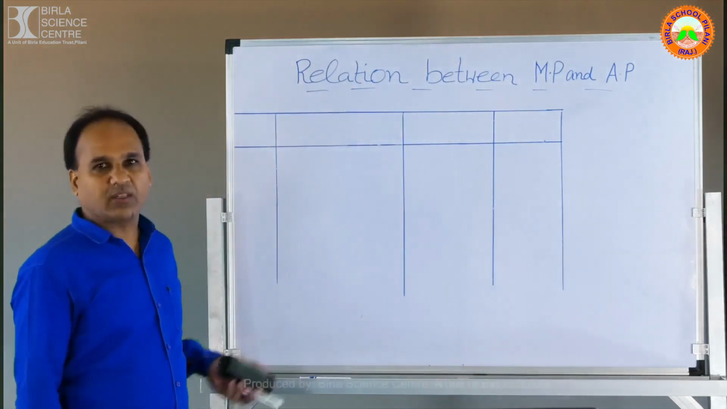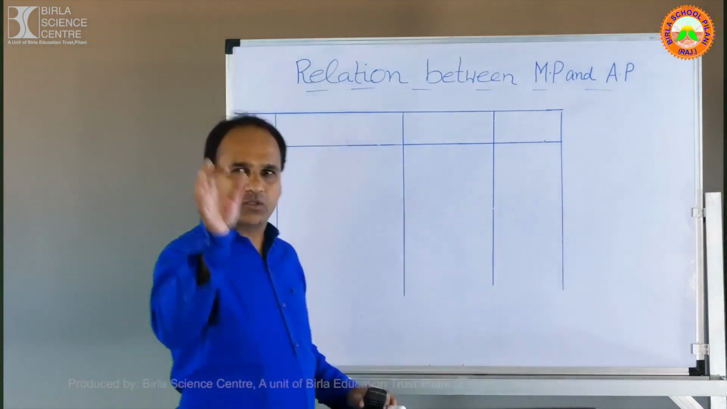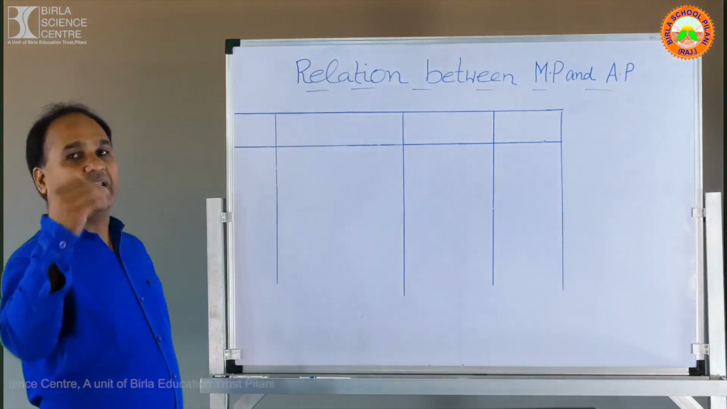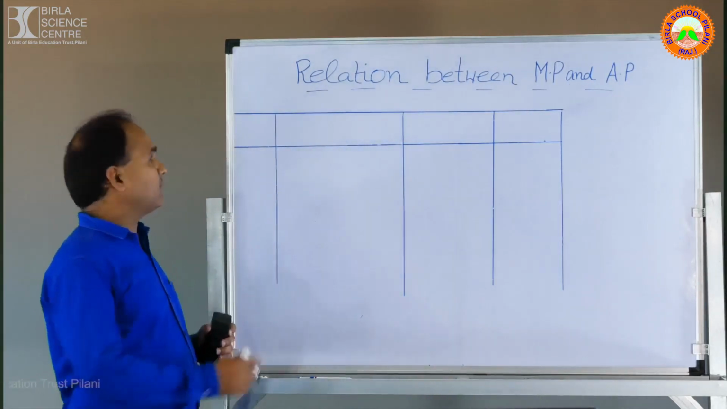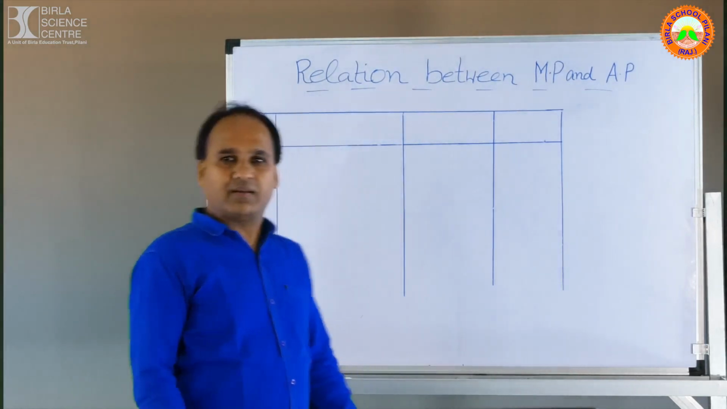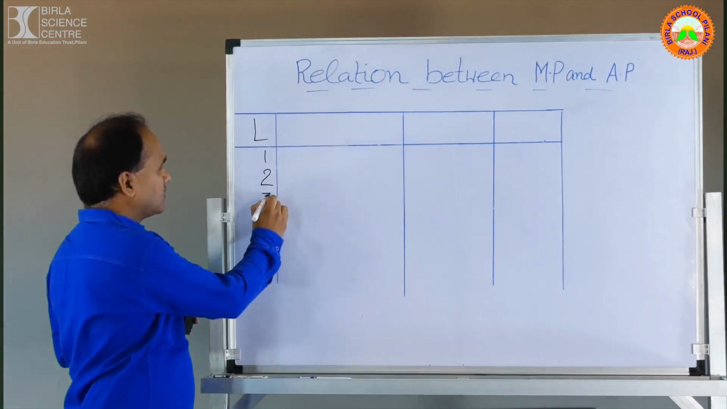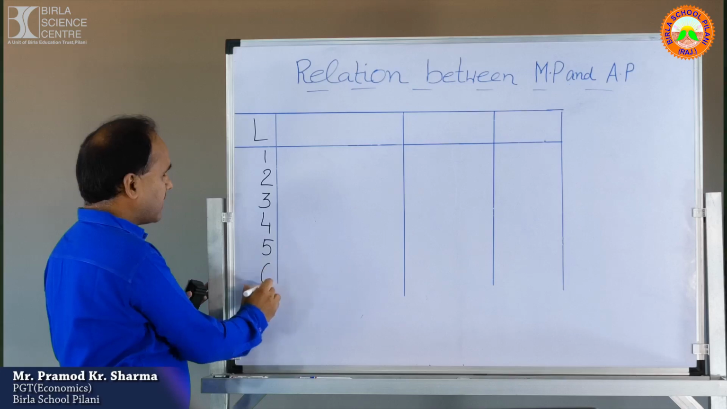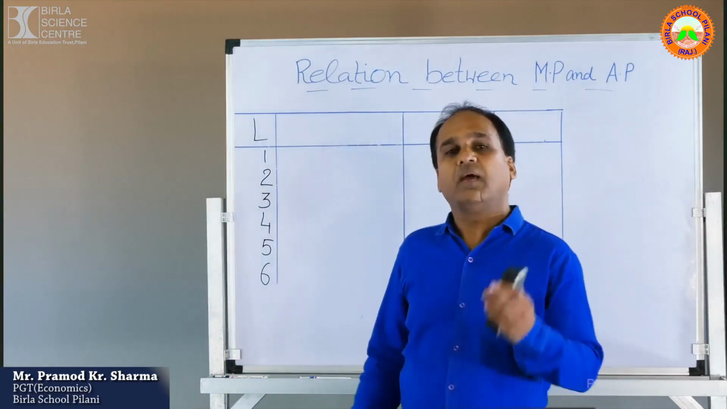Let's come back. You can see behind me I have already drawn 4 columns. Take the notebook, draw 4 columns and don't take tension. I will let you know what you have to write in these 4 columns. In the very first column you write L, which means Labor. Just write 1 2 3 4 5 and 6 as the labor. Number 1 column.